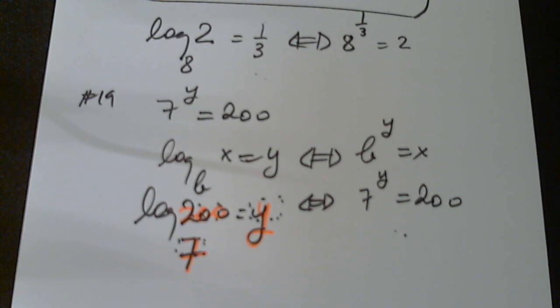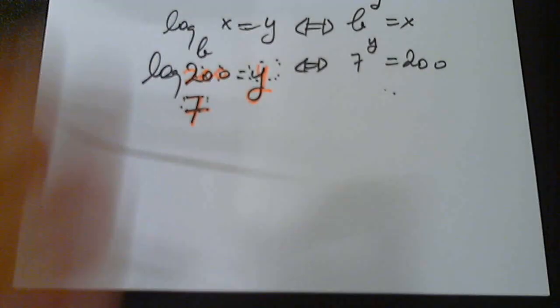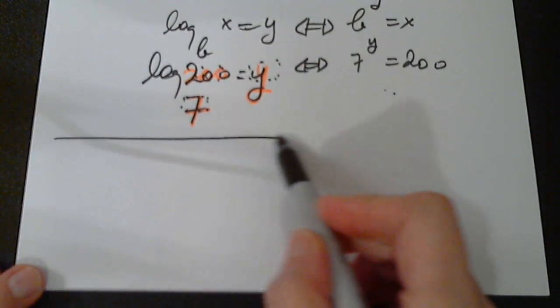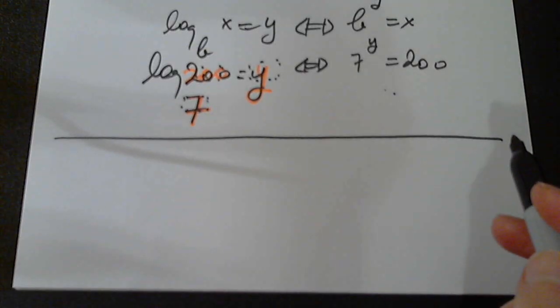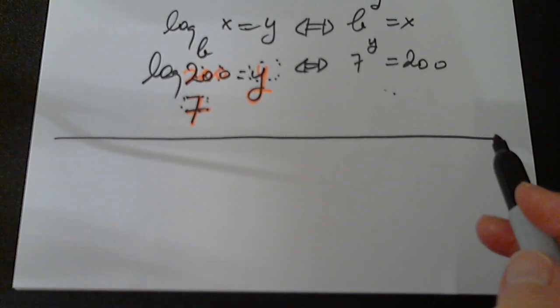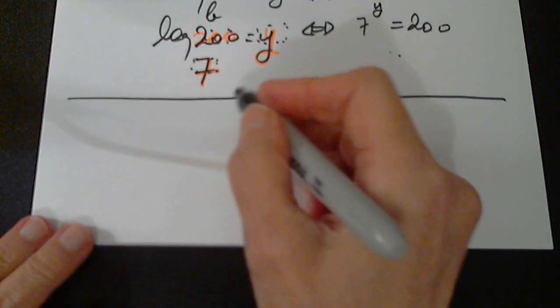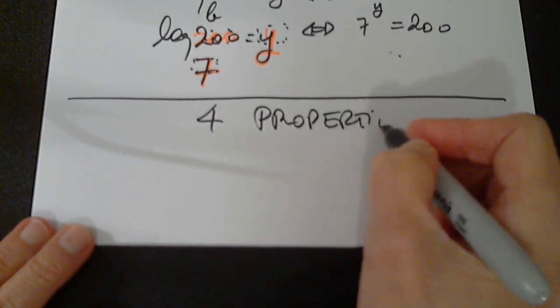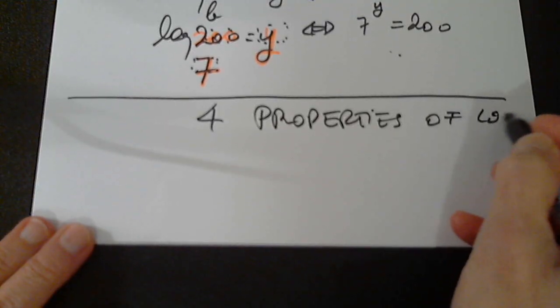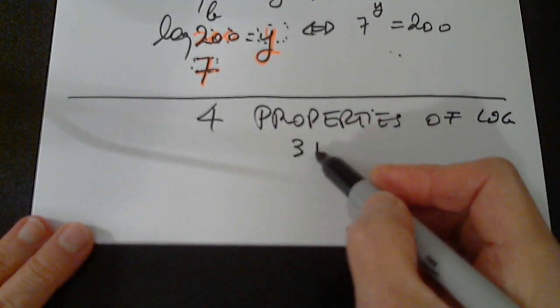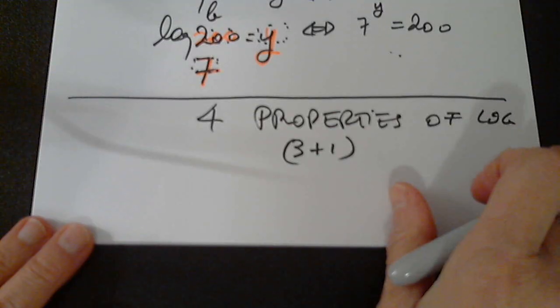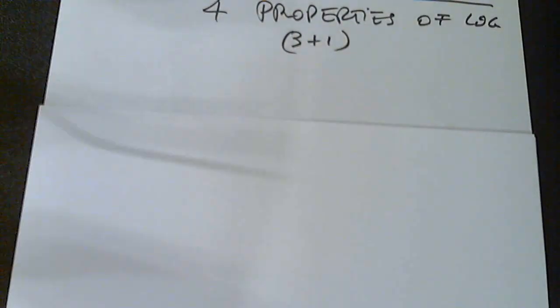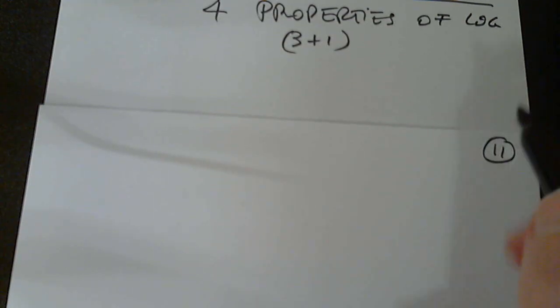Very good. Now, before we move on to the next set of problems, I want to tell you that log has properties that no other function has. 4 properties of log. They're basically 3 plus 1. I'll explain. First property. No other function ever has these properties.